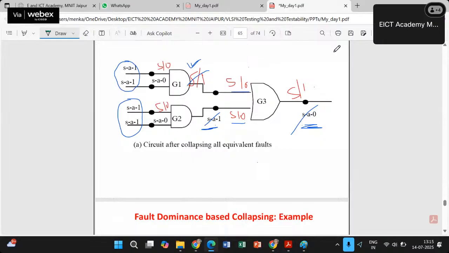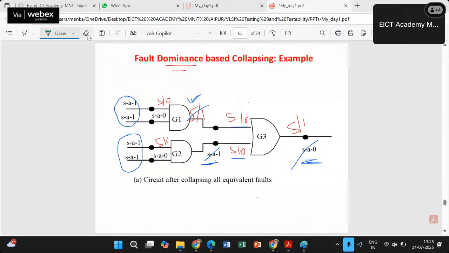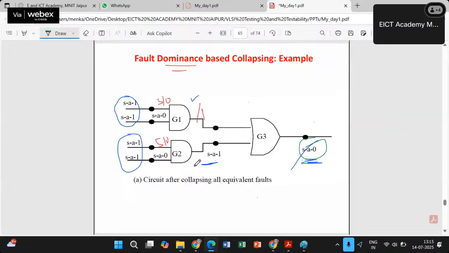So for example, let us take the example of the OR gate only. So this is the OR gate. In this OR gate, because of the fault dominance, stuck at 0 can be reduced. In the AND gate, this stuck at 1 fault can be reduced, because stuck at 1 in the AND gate at the output is dominating both of these faults, right? Like stuck at 0 at the inputs is being dominated by the output stuck at 0 of this OR gate. Because of that, I can remove this fault at the output.